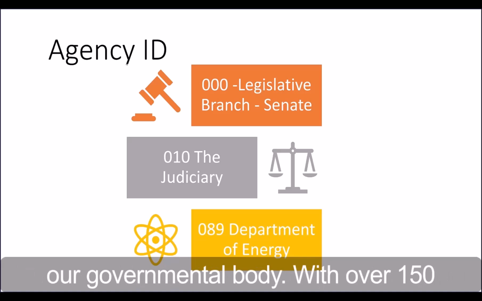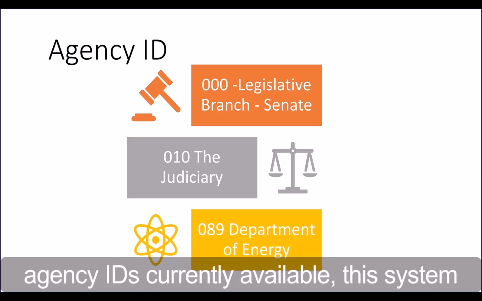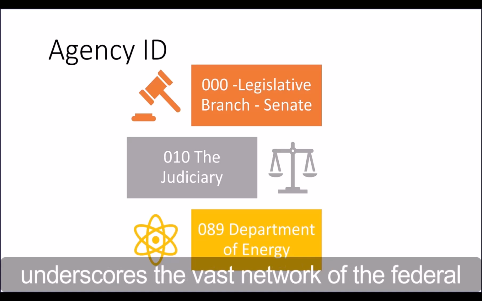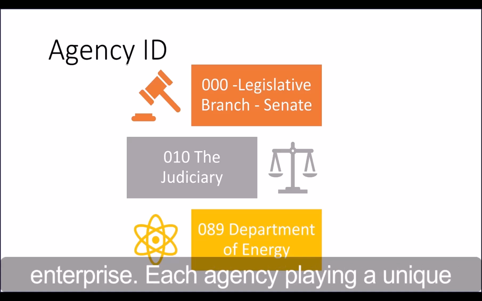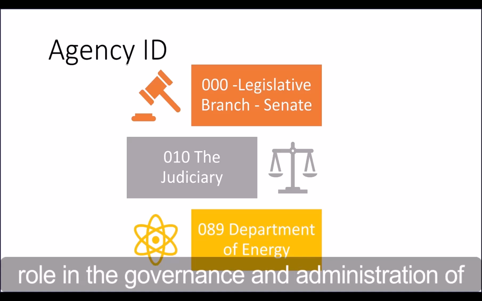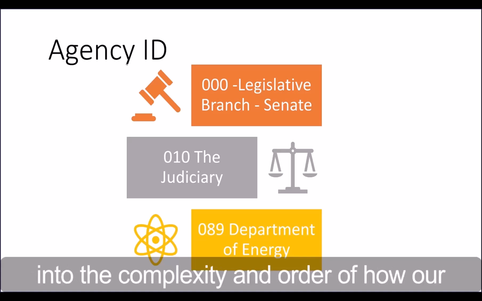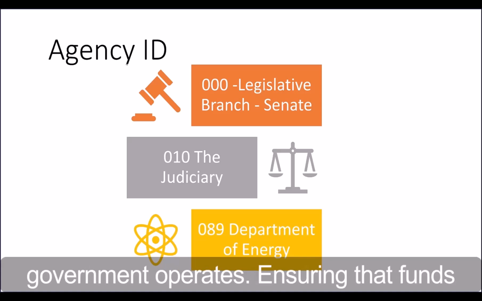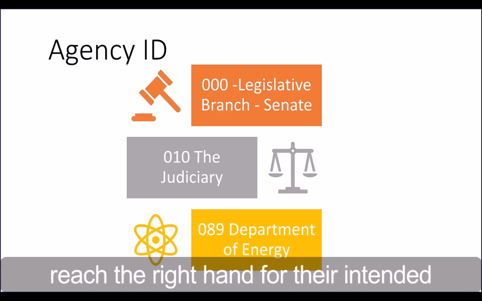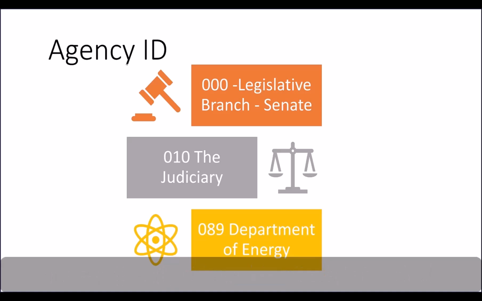With over 150 agency IDs currently available, this system underscores the vast network of the federal enterprise, each agency playing a unique role in the governance and administration of public resources. It's a fascinating glimpse into the complexity and order of how our government operates, ensuring that funds reach the right hands for their intended purpose.